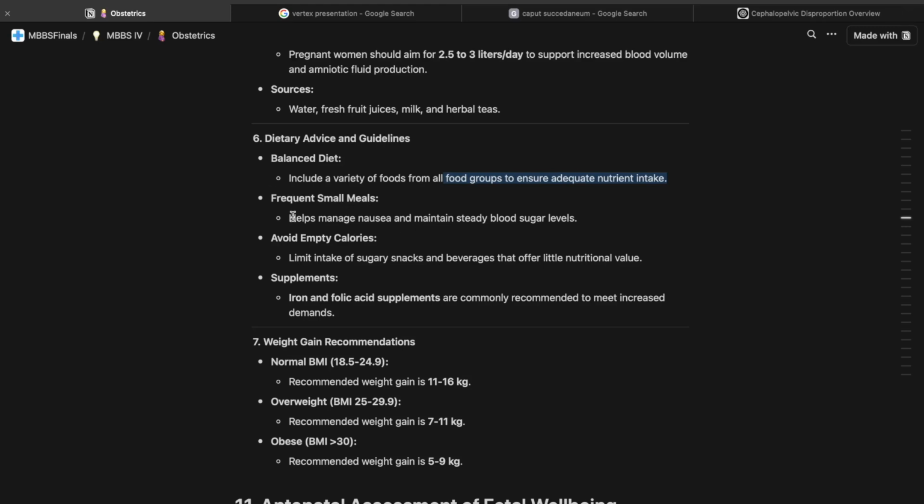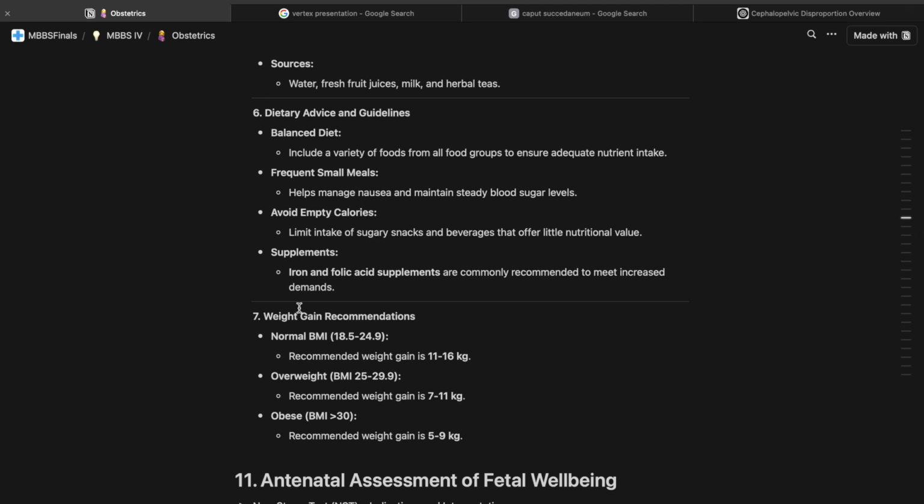Frequent small meals help manage nausea and maintain steady blood sugar levels. Avoid empty calories. Limit the intake of sugary snacks and beverages that offer little nutritive value, like ice cream, Coca-Cola and all that. Shouldn't drink all that, but it's fine. Sometimes you can. Not as a pregnant female. Supplements.